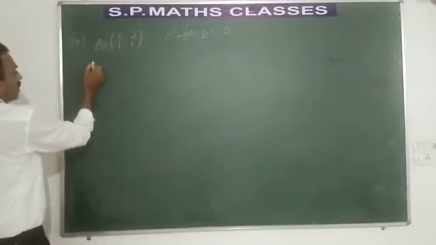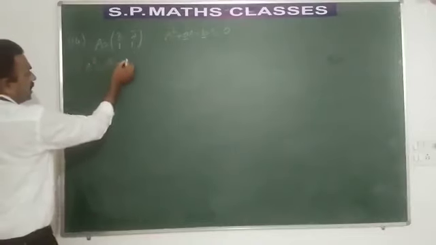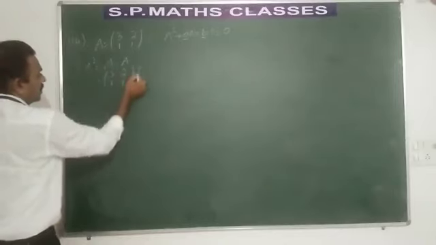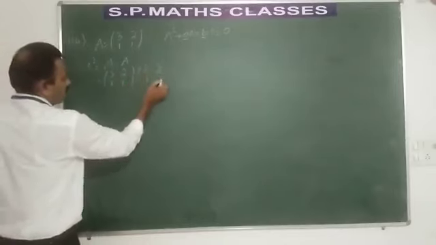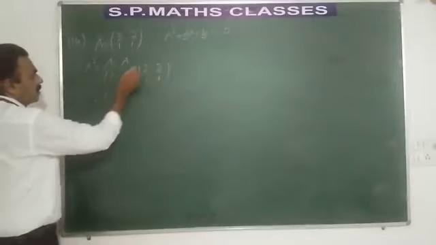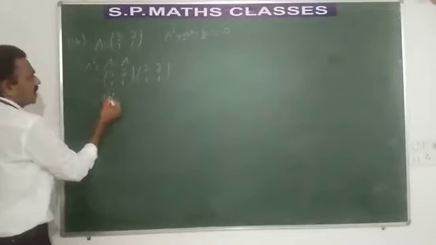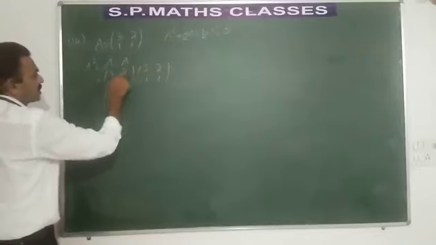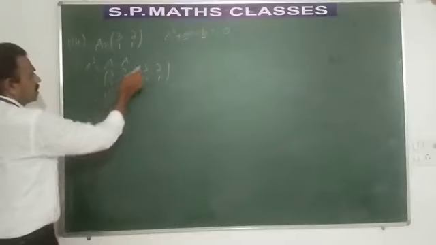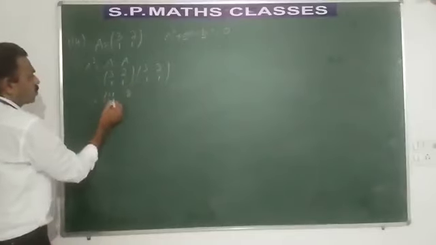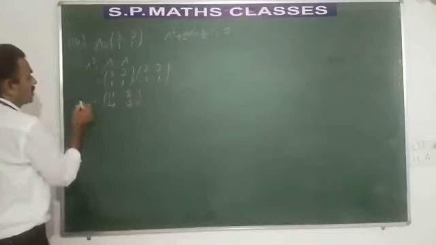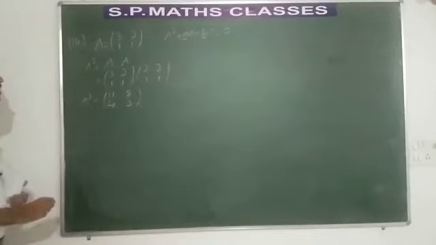See, let us find A square. You know the regular method? A into A, where A is 3, 2, 1, 1 and A is again 3, 2, 1, 1. Multiply: 3 3s are 9, plus 2, it is 11. 3 2s are 6, 6 plus 2 it is 8. 3 plus 1 is equal to 4. 2 plus 1 is equal to 3. That's what A square is.